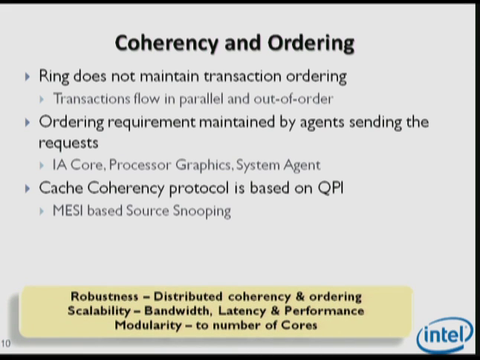To summarize this whole slice of the IA core, LLC, cache box, and ring, it gives us the robustness that we needed. It gives us the scalability that we needed in terms of bandwidth and latency and performance, and the modularity so that we can do many flavors of levels of scalability and also reuse this microarchitecture for all segments.